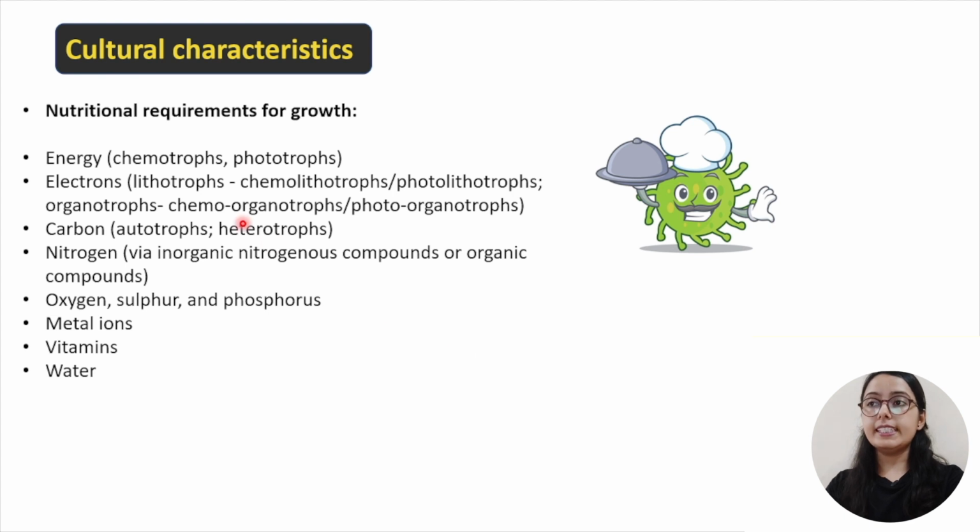The first thing is nutritional requirements for growth. Just like any other organism, bacteria also require energy for their growth, and those bacteria which rely on chemical substances for their energy are called chemotrophs. Similarly, those bacteria which rely on light as the source of energy are called phototrophs.